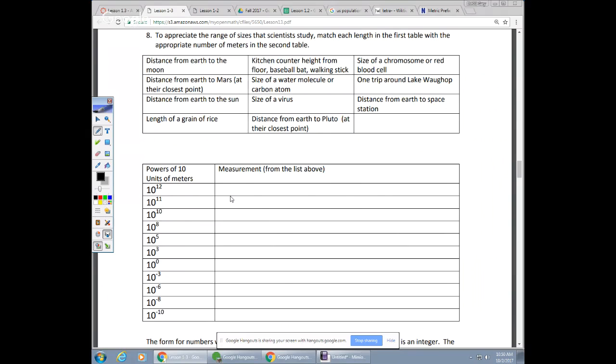So read through this, get it started. If you didn't finish the prep on section 3, get it done. If you didn't finish the homework on section 2, get that done too.